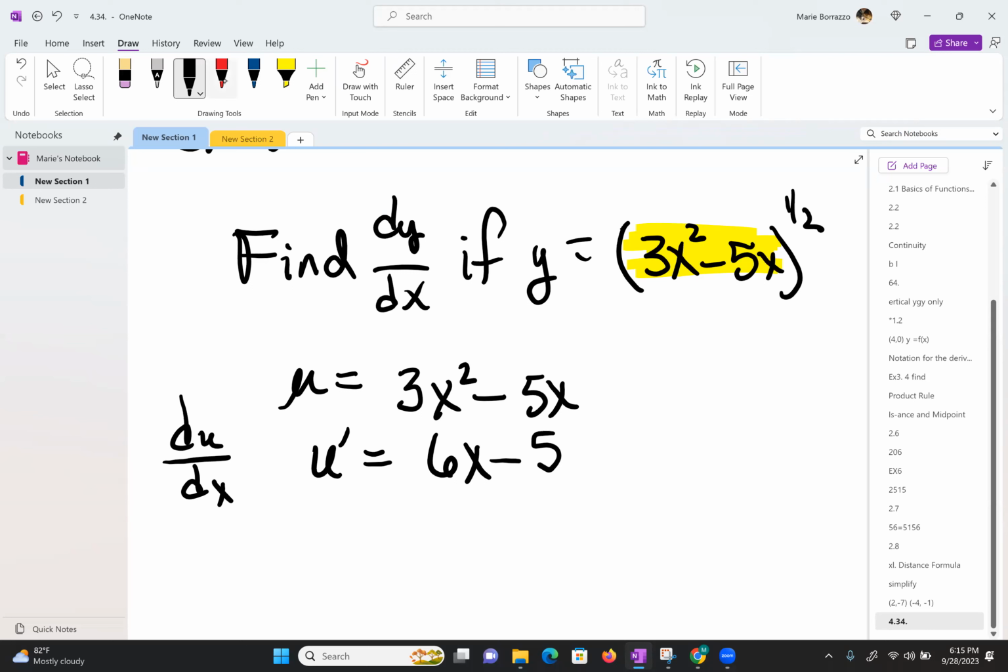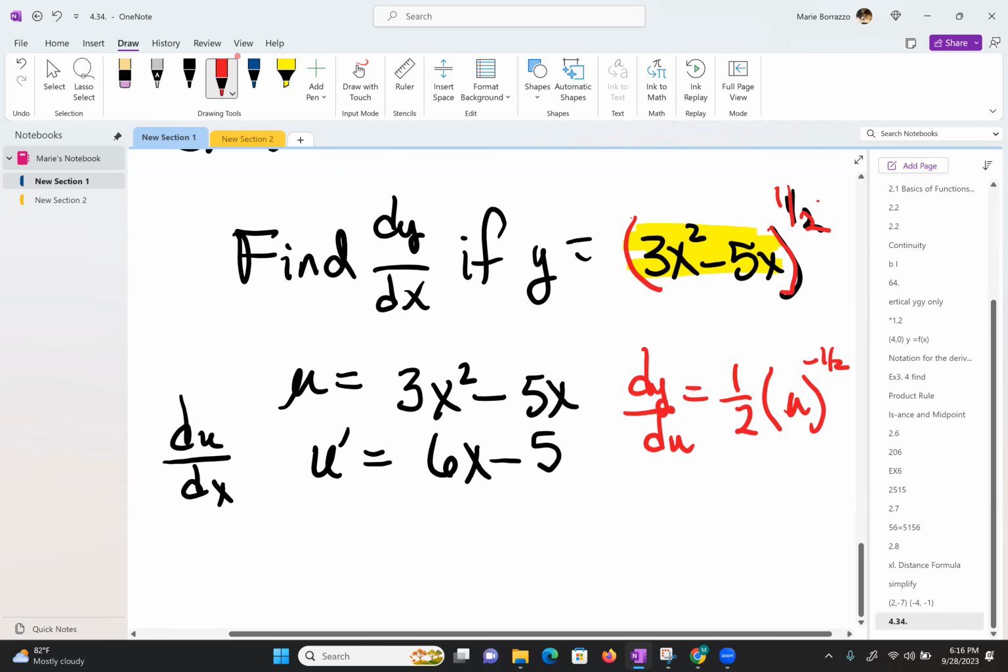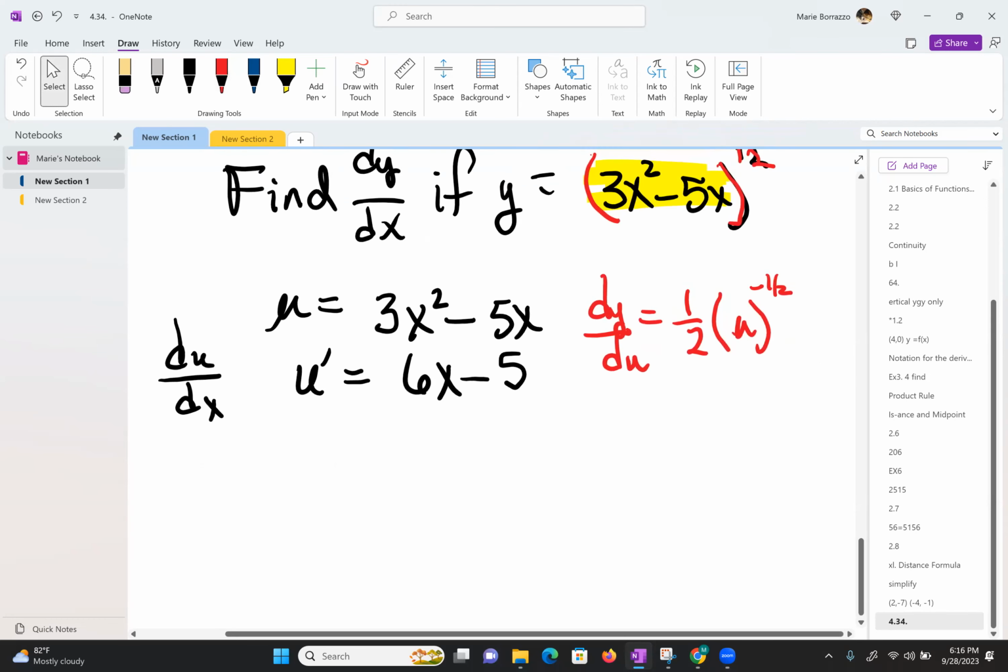Now, just like I mentioned in the last example, there is a shell function. In other words, this right here, with the parentheses, all this raised to the 1/2 power, is a shell function. We can refer to that as dy over du, which in this case is equal to 1/2 parentheses u. Remember, you take away 1, so that becomes negative 1/2. Do you remember that from last week?